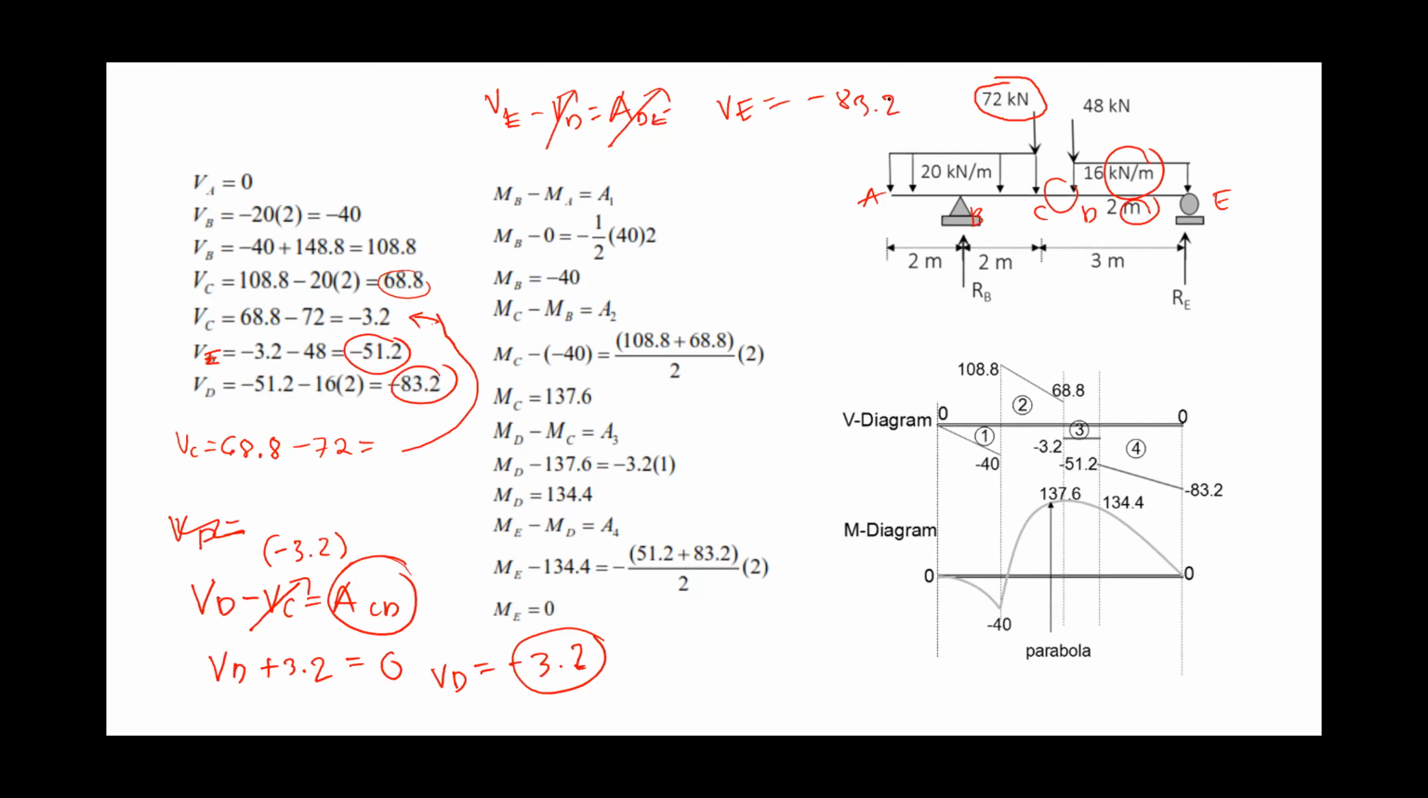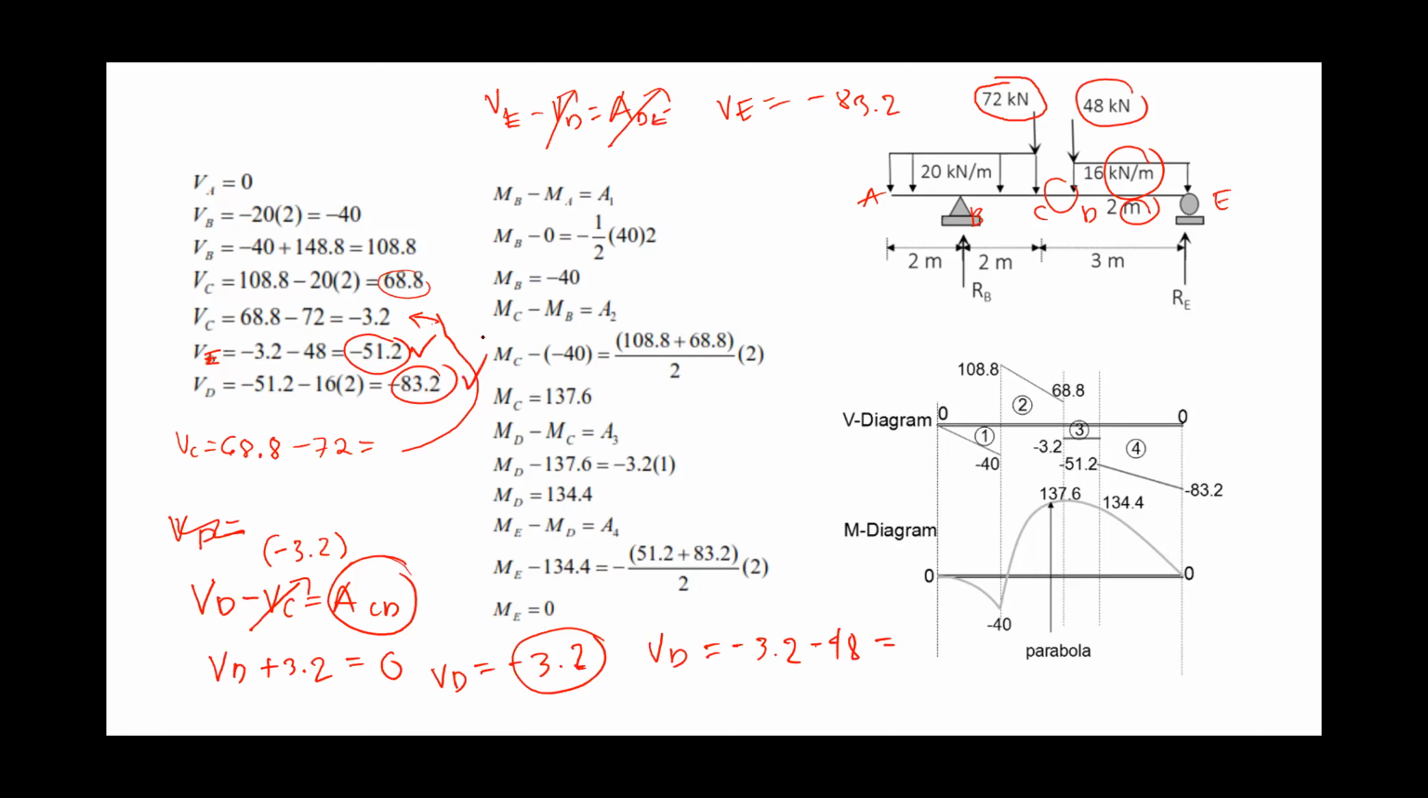Yung VD pala, sorry, yung negative 3.2 na VD, mag-change pa pala siya dahil meron tayong 48 na pababa. Hindi ko nakita. So, VD is equal to negative 3.2. Tapos, may another siyang value, negative 3.2. Tapos, may 48 na pababa. So, minus 48. So, naging 51.2. So, tama. Yan.